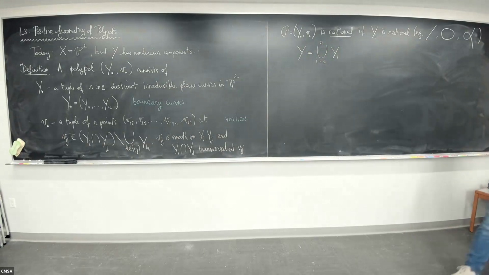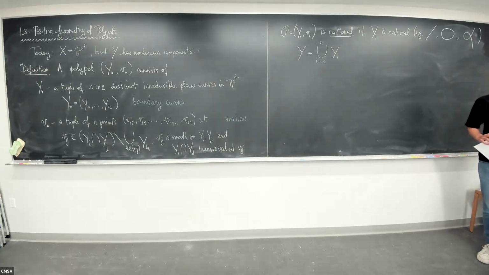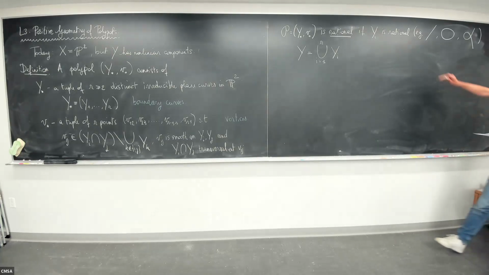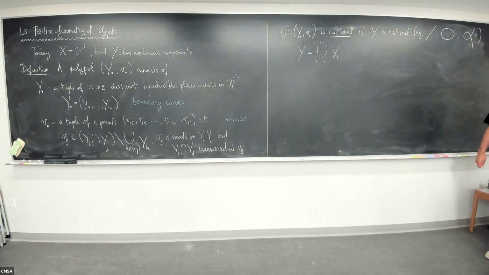So notice nothing is real about this definition. So far, these curves can be anything. These points, Vij, can be anything. And even still here, these can be rational curves, but they might have no real points.